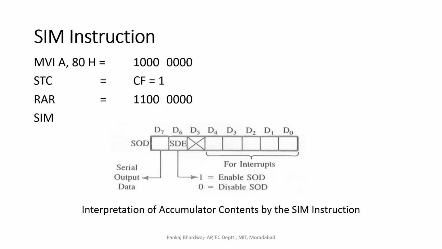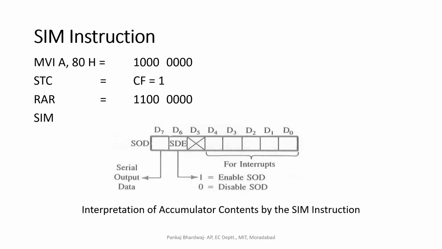Next is, when we discuss serial input and output data, serial communication, we are referring to this particular topic in terms of the 8085 microprocessor. In the 8085 microprocessor, we have a dedicated serial port that can be used for serial data communication. So we have two types of instructions through which we can access the serial port.